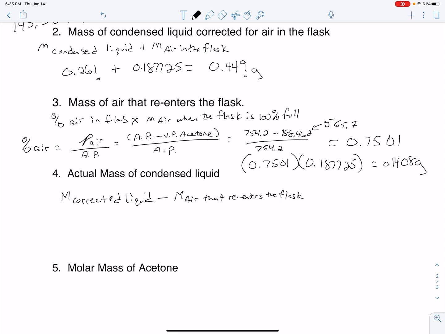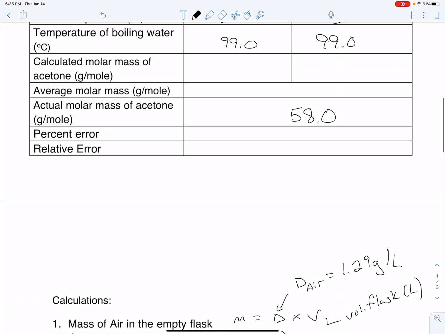Mass of the condensed liquid that we corrected for the air in number 2, that's where this comes from, was 0.449 minus the air that re-entered, 0.1408. 0.449 minus our answer, and we got to 3 decimal places, 0.308 grams. That's the mass of the actual acetone taking the air out of the equation, 0.308 grams.